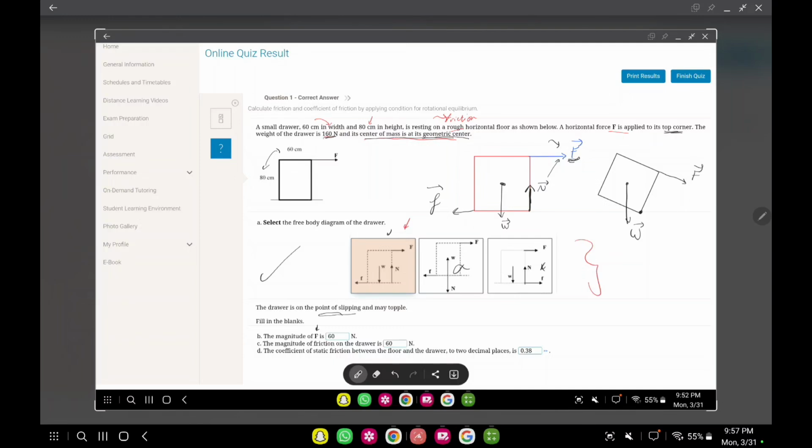They told us it's on the point of slipping and may topple. This means that at this instant the sum of moments is equal to 0. It's in what we call rotational equilibrium. Okay? It means that the body is about to rotate, it's on the verge, so the sum of all moments in this case equals 0.